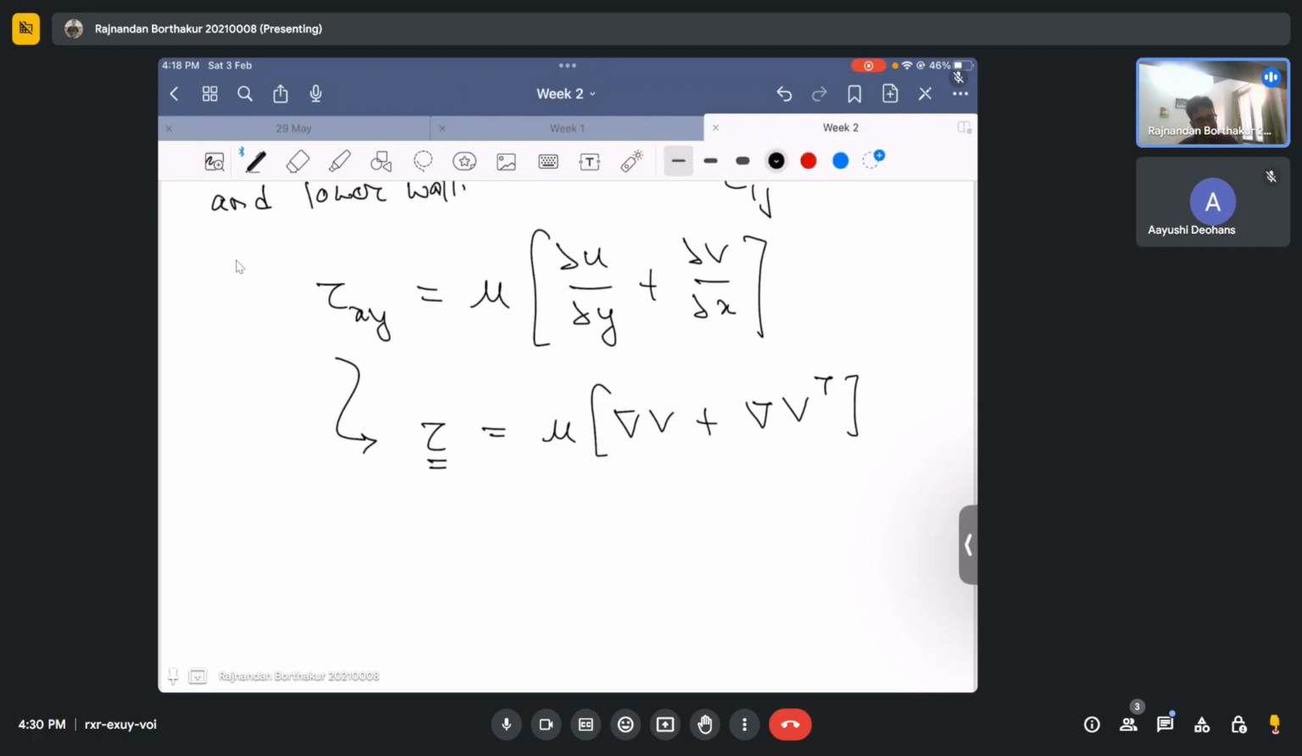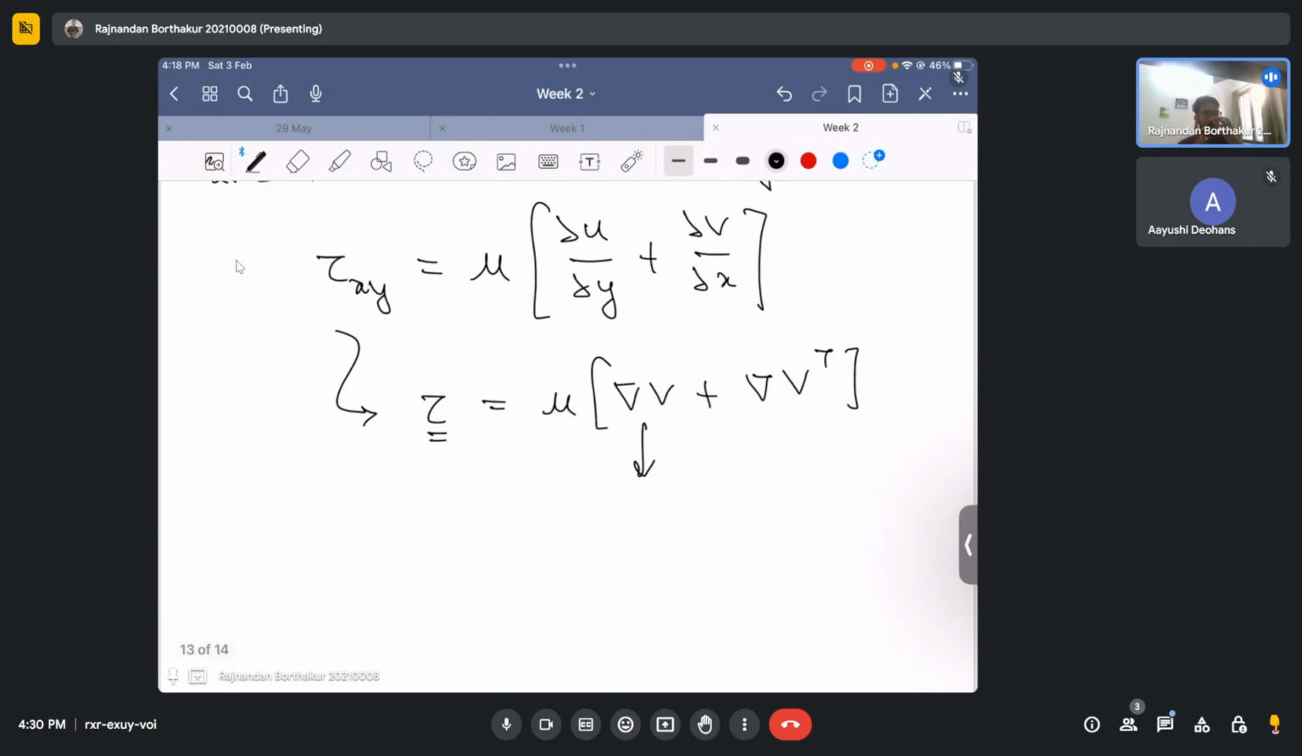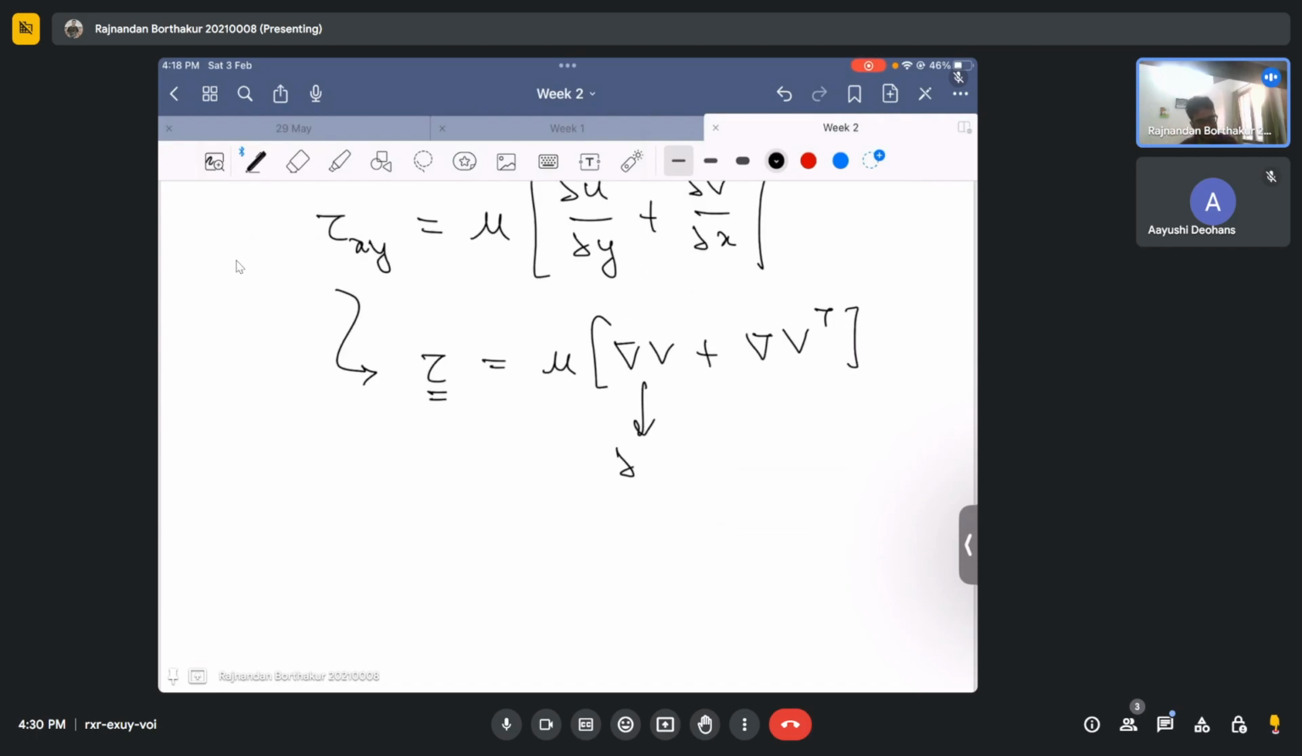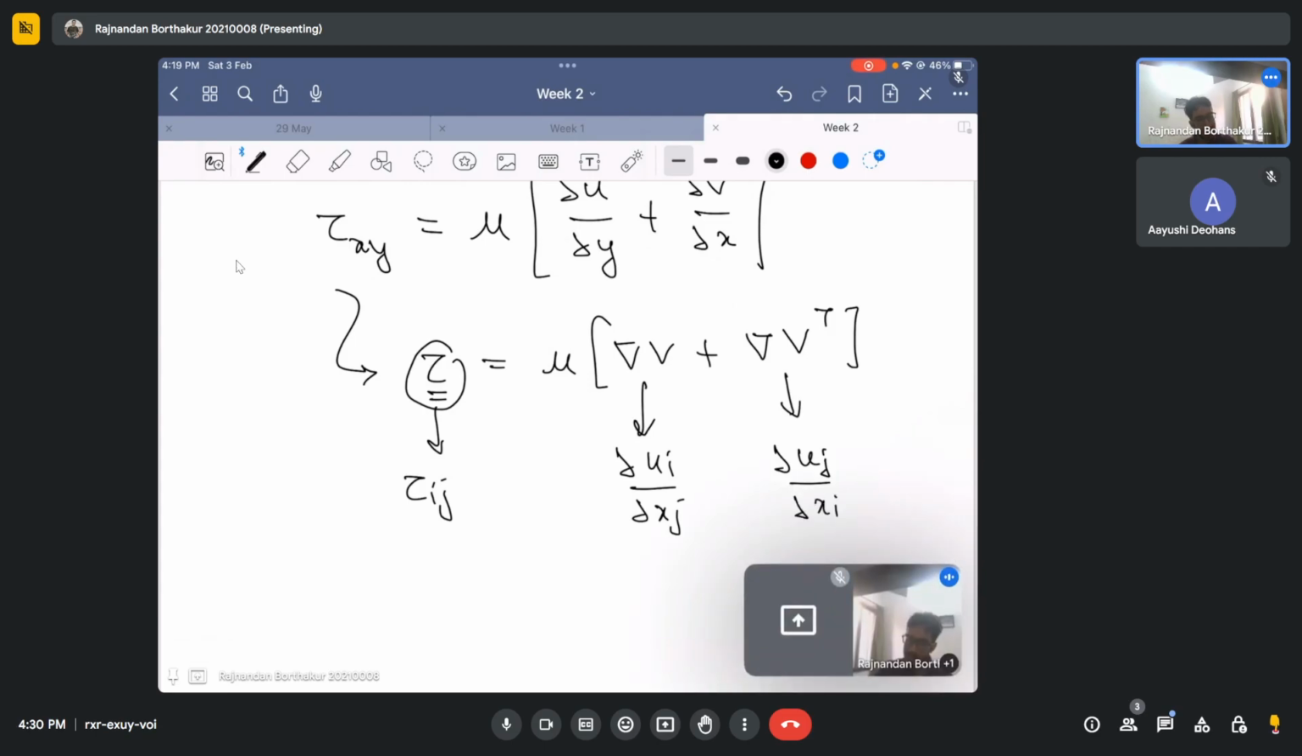If you follow Einstein's convention, or Einstein's summation, also known as index notation, this dyadic of velocity can be written as del u_i by del x_j. The stress in Einstein's notation is written as tau ij, and the dyadic of velocity transpose is written as del u_j by del x_i. These are some extra information that I'm just giving to you.